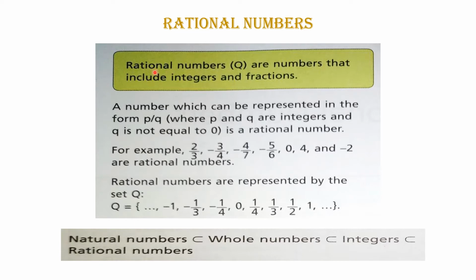Rational numbers are numbers that include integers and fractions. So the numbers which can be written in the form of p by q, meaning in the form of a fraction where the denominator should not be equal to 0, are called rational numbers. These are all rational numbers.